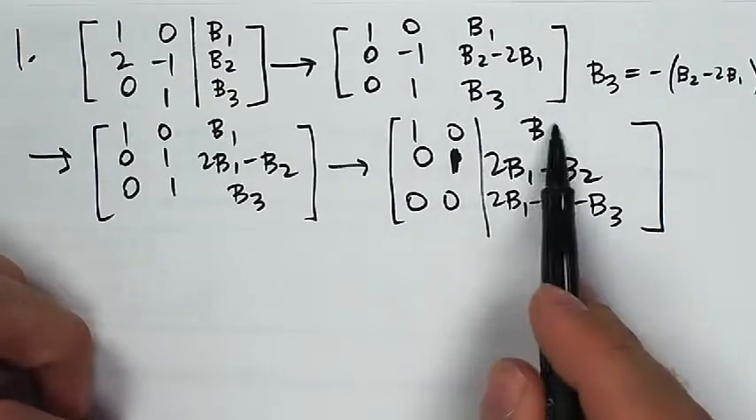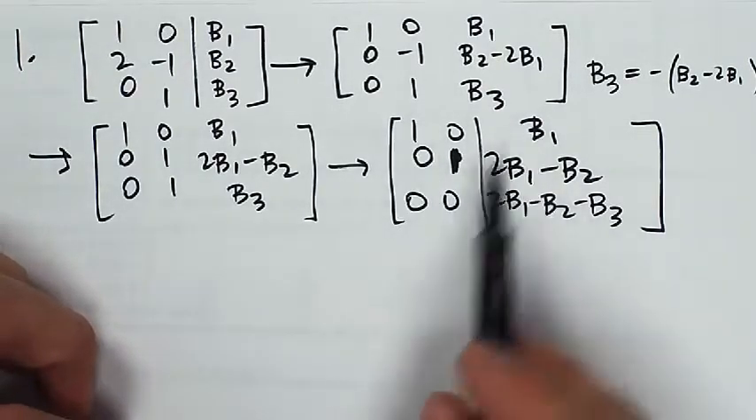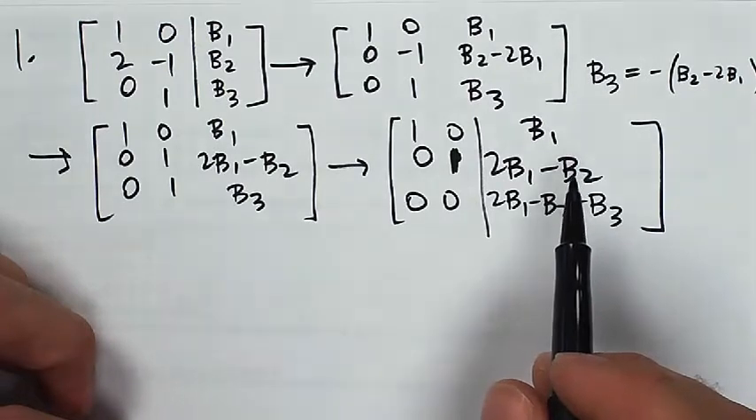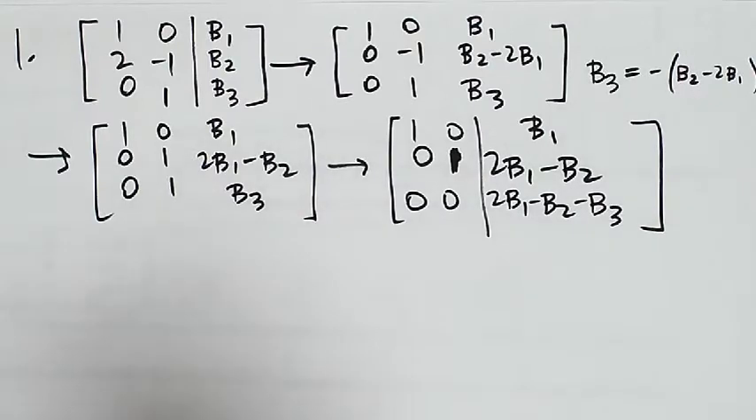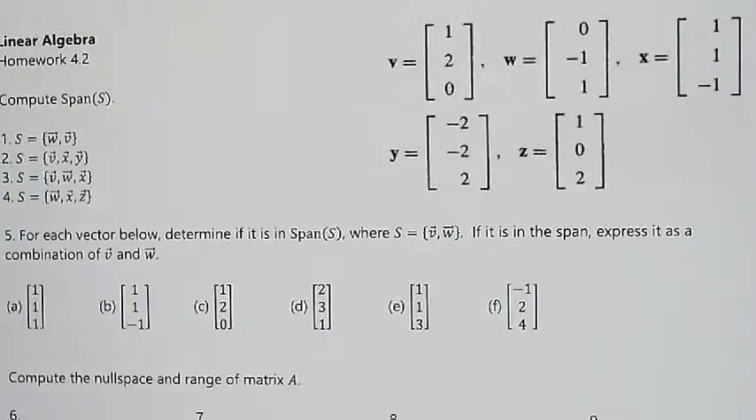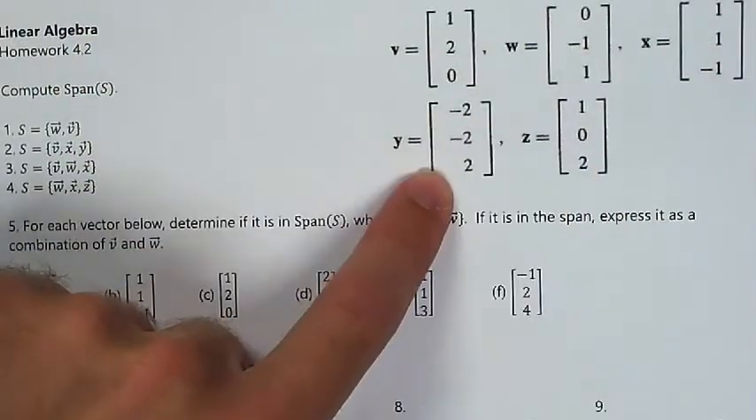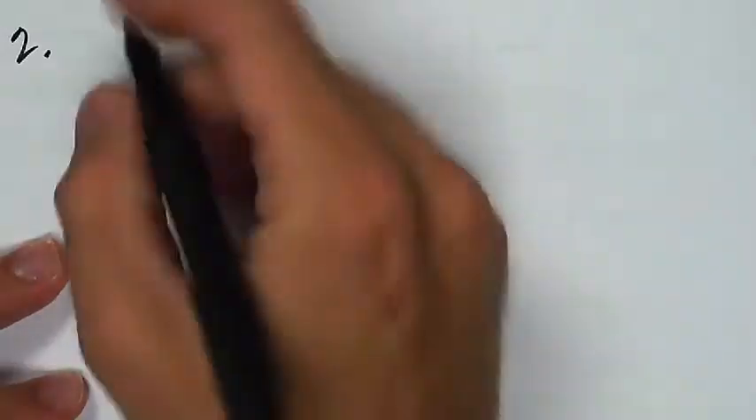And so these numbers here, that x1 equals b1 and x2 equals 2b1 minus b2, well, that's something we might use later on in like number 5 or something. Number 2 is v, x, and y. So I'll take v and x and y and put them together into a matrix, row reduce it, and be happy. Okay, so v is 1, 2, 0. X is 1, 1, negative 1. And y is negative 2, negative 2, 2.